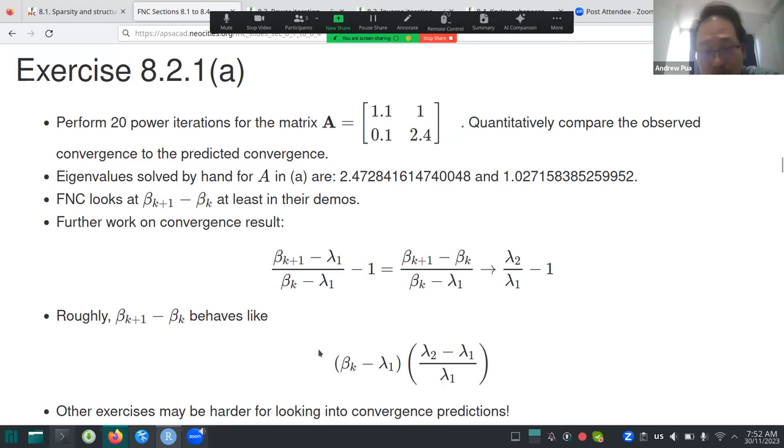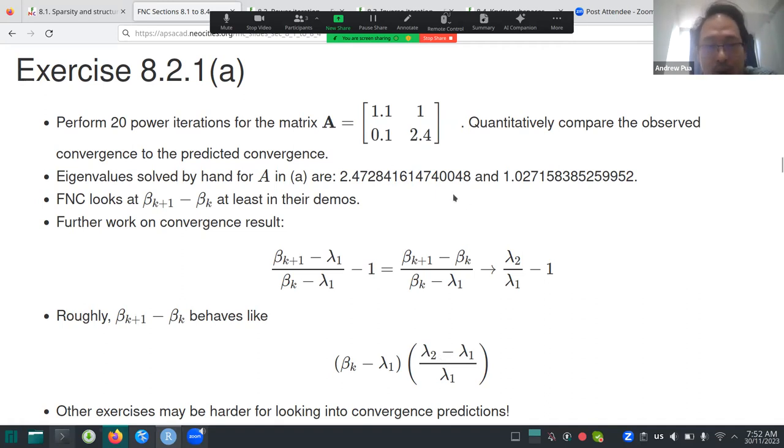And it's also quite nice because the difference in the estimates between two successive iterations of the power iteration algorithm is actually the error in the previous step times the relative difference between lambda 2 and lambda 1. So it's quite nice as well.